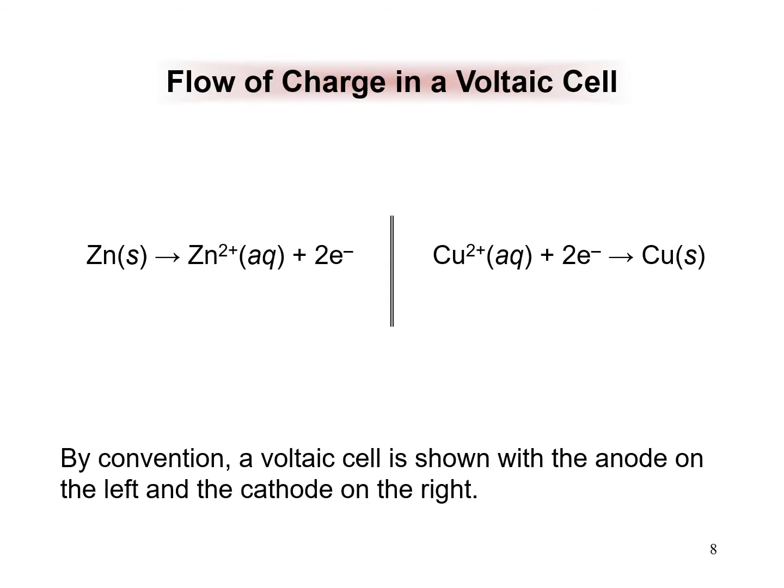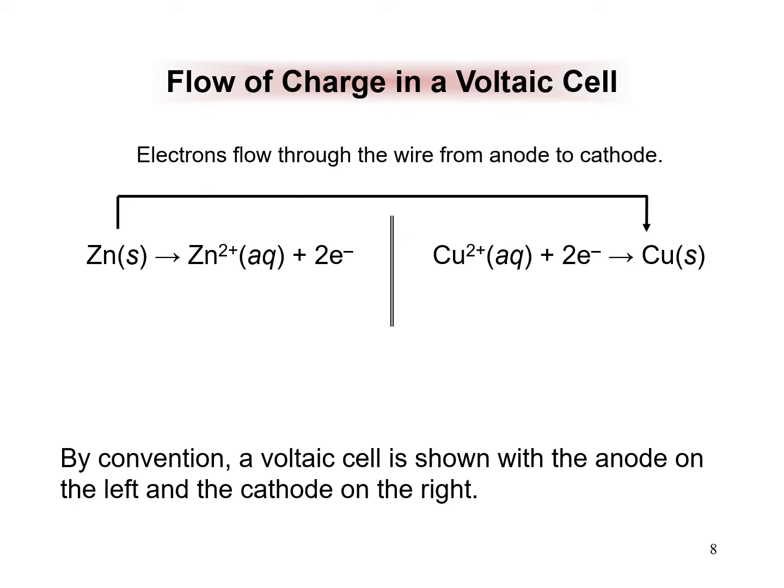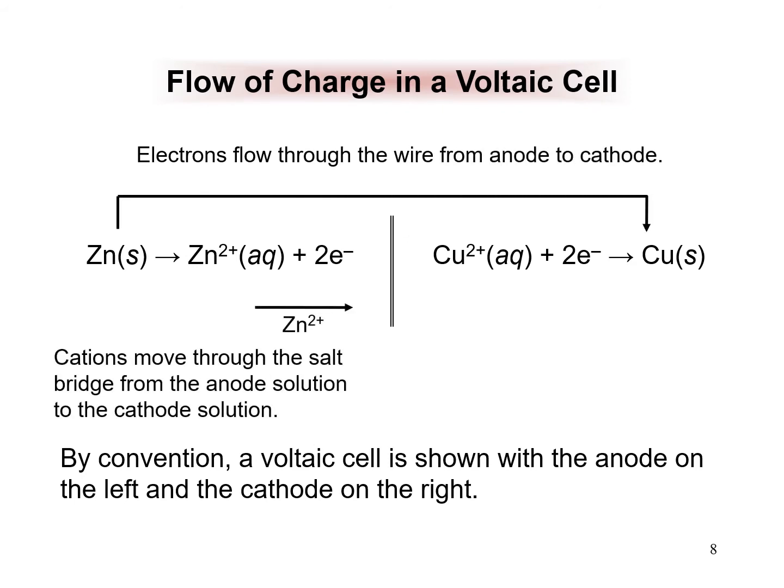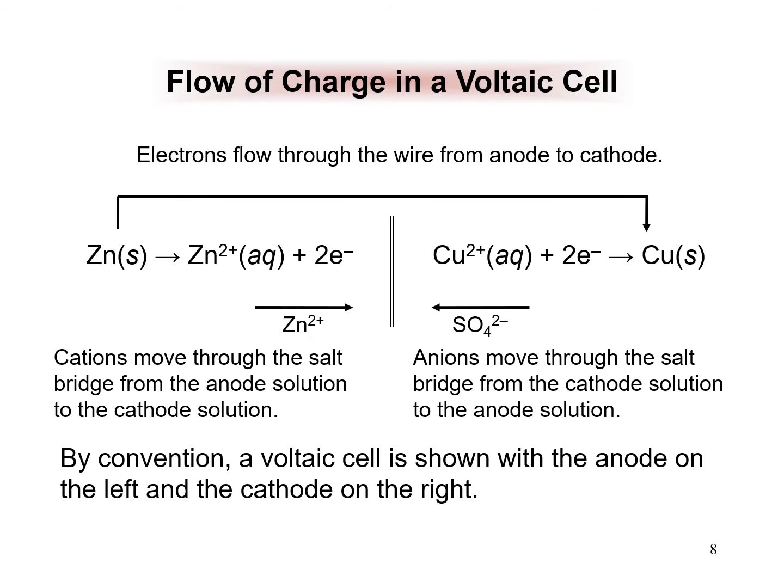Now this is showing you the flow of the charge in a voltaic cell, which I already explained. How are the electrons going? If this is my oxidation half, reduction half, electrons are going from the oxidation half to the reduction half. They are going from anode to cathode. So whatever wire connects the anode and cathode, that's where the electrons are flowing in this direction. And it shows right here as well. By convention, a voltaic cell is shown with anode on the left and cathode on the right.